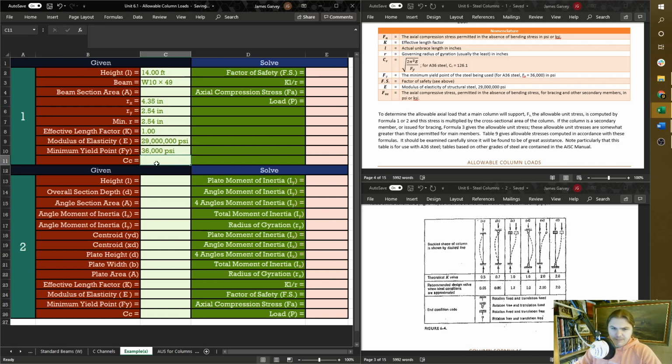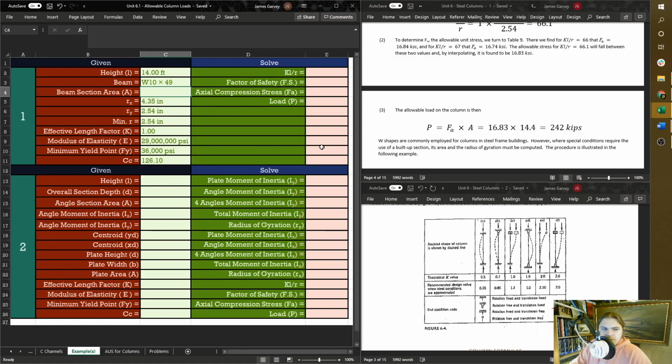And then our Cc, which I should probably write in there, that's our column slenderness ratio. For A36 steel it is 126.1, or our equation's right here, just to show you that is what it's going to be. I'm going to press equals, square root of 2 times pi, close the parentheses since pi is a function, squared times our modulus of elasticity divided by our minimum yield point, and then close parenthesis. And as you see, it's 126.1.